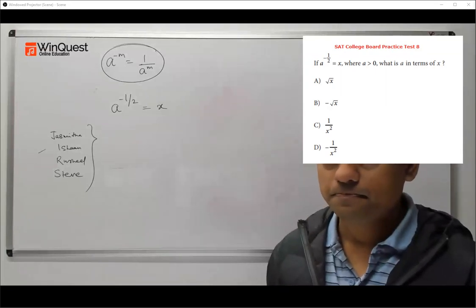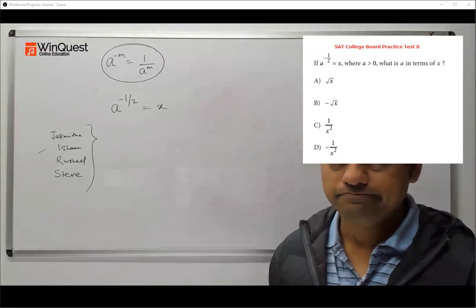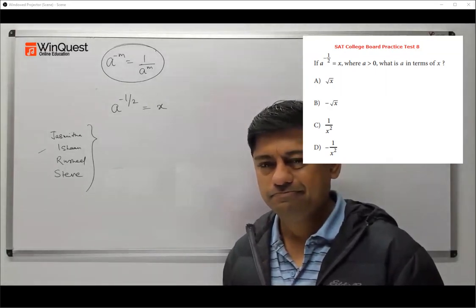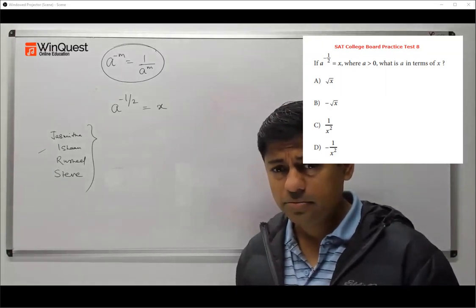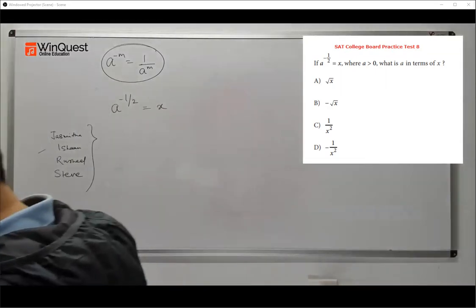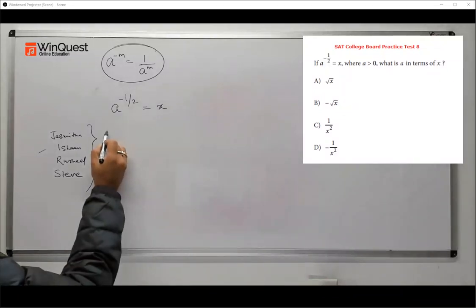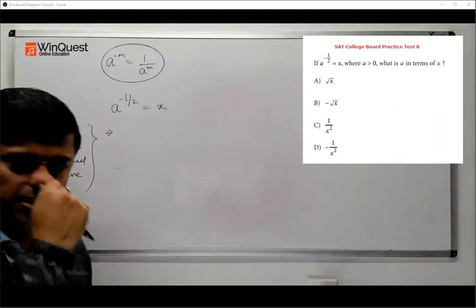So I rewrote the equation. So a to the negative 1/2, I saw it as 1 over square root of a is equal to x. And then I did the algebra. How? You need to explain. So a to the 1/2 is square root of a, but the negative means it's 1 over the square root of a. So that's why I rewrote it as 1 over square root of a.